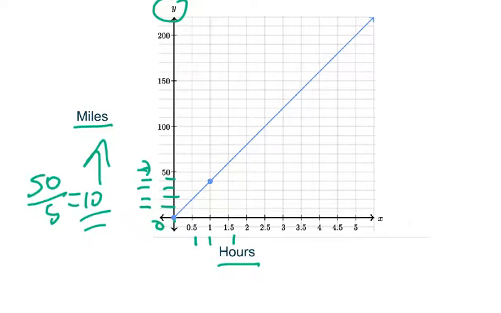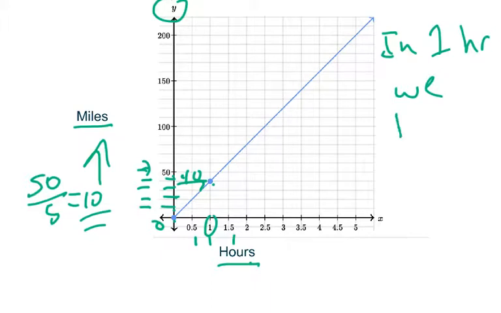So if we want to find out how many hours it takes to travel that far, we have to count up 10, 20, 30, 40. So we count up 40, and then we have to go over till we get to that point, which in this case would be 1. So what this is telling us then is that in 1 hour, we travel 40 miles.